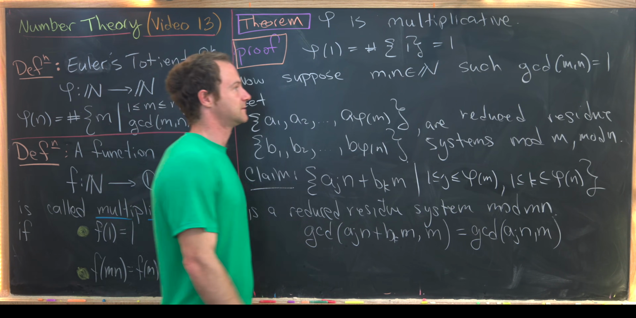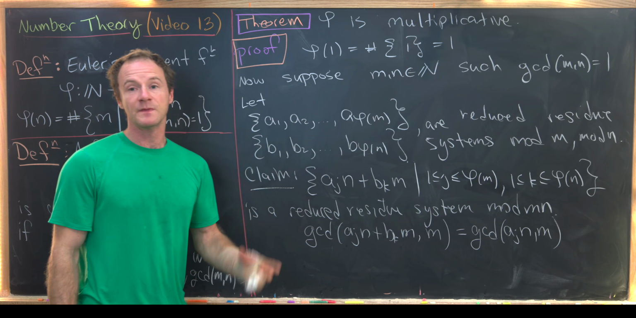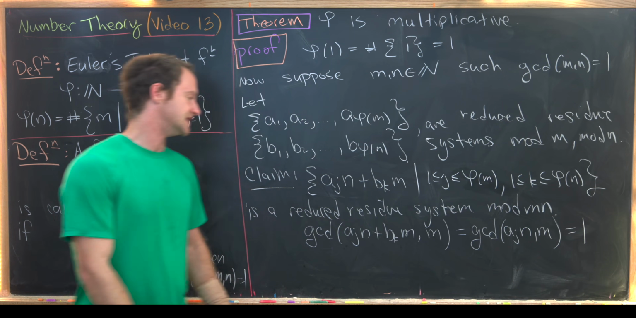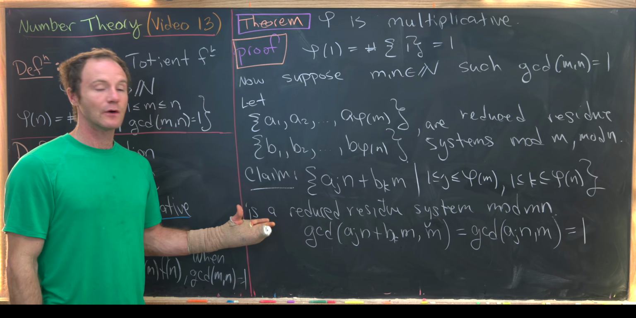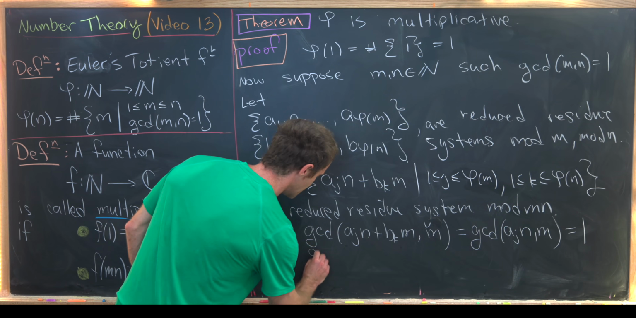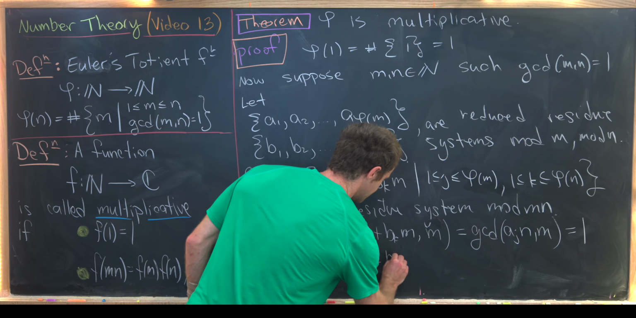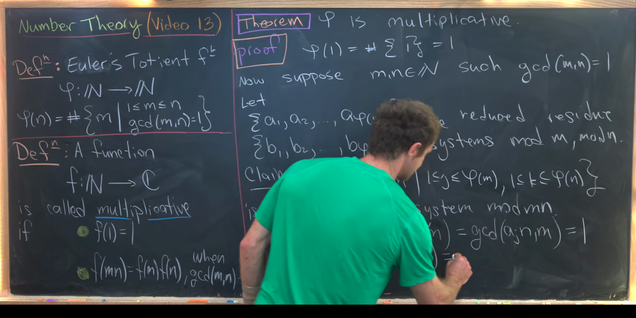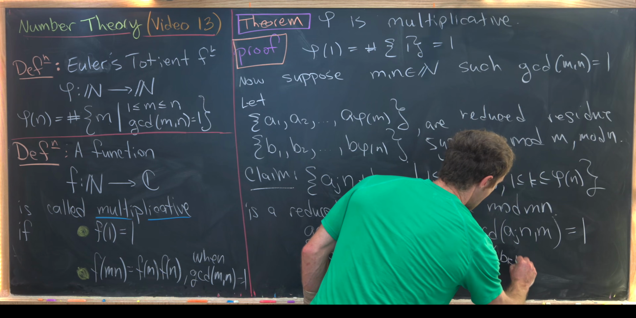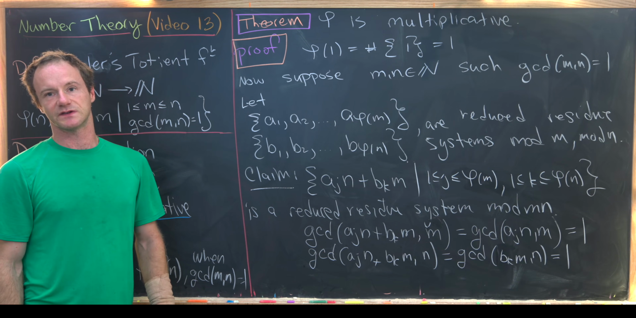But next, let's notice that AJ is relatively prime to m, given that it's an element of this reduced residue system. N is relatively prime to m. That's by our given up here. That means the product is relatively prime. So that means we've got a GCD of 1 right here. But now we can symmetrically play this game having an n here instead of an m here. So we've got the GCD of AJN plus BKM with n is the same thing as the GCD of BKM with n, which is equal to 1. Again, kind of symmetrically for the same reason.